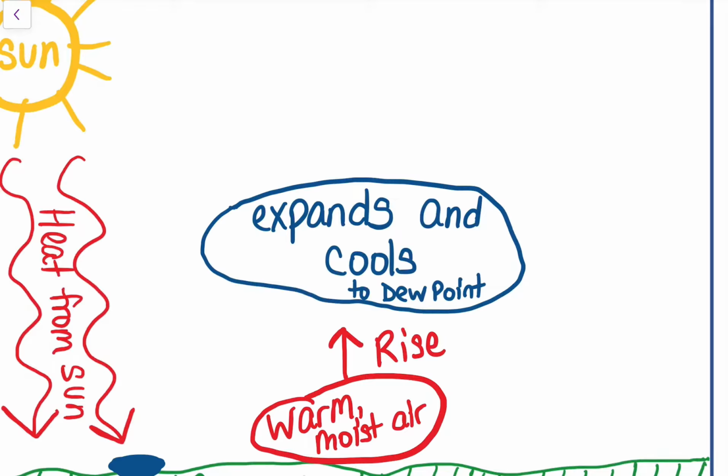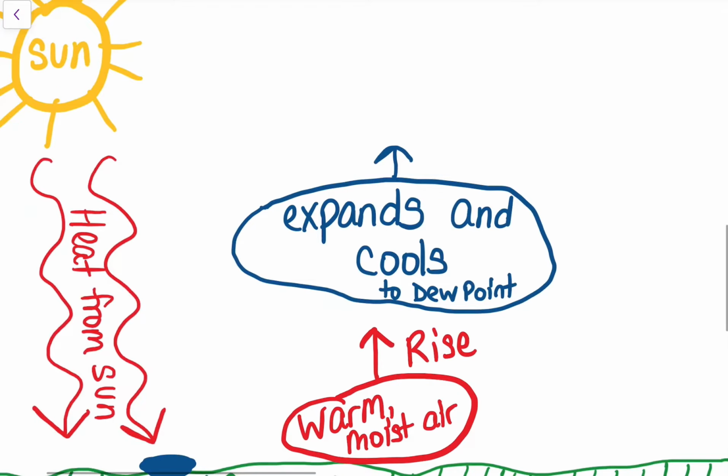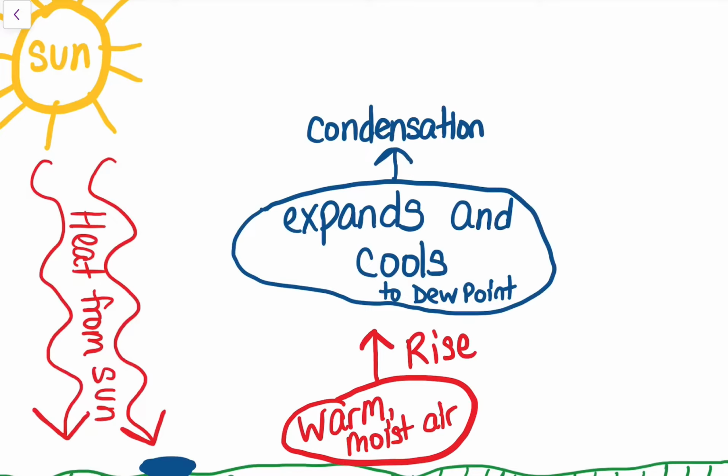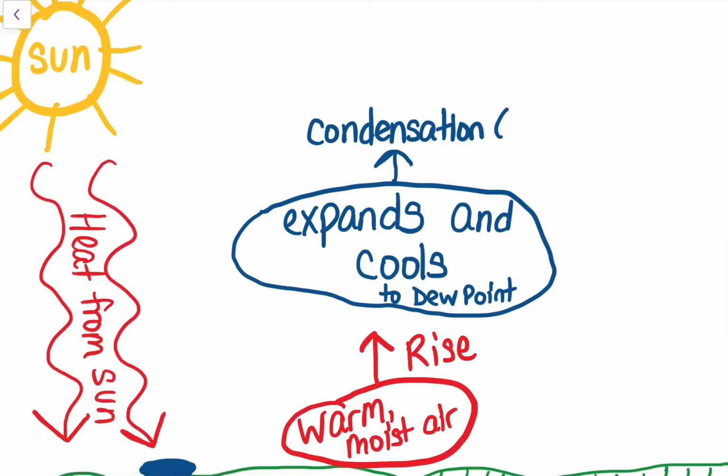And once it cools to the dew point, that's when we can start to have condensation occurring. So that air is rising, it's getting bigger, it's expanding and cooling, and then we start to have condensation, which is when we have liquid droplets of water starting to form. So again, condensation is when we go from a gas to a liquid. So we are going to have liquid drops forming.